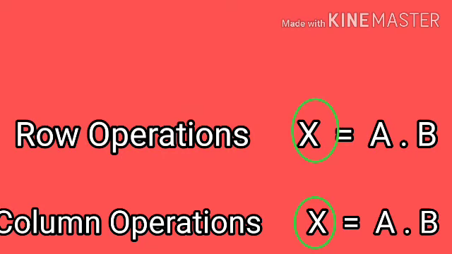So if we want to apply row operation on this type of matrix equation, on right hand side if there are two matrices A into B, then in case of row operation we will apply on the first matrix, and in case of column operations we will apply this operation on matrix B, that is the second matrix.